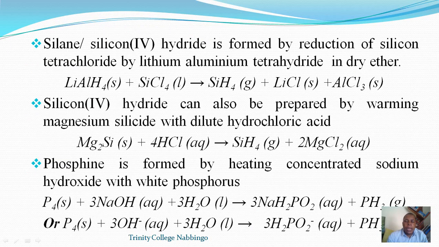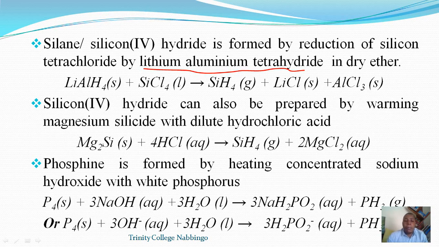To proceed, the hydride of silicon, which we call silicon 4 hydride or silane, is formed by the reduction of silicon tetrachloride using a very common reducing agent, lithium aluminium tetrahydride, still in dry ether. So in this reaction, lithium aluminium tetrahydride reacts with silicon 4 chloride to give us silane, lithium chloride and aluminium chloride as the other products. Of course, notice silicon 4 hydride is a gas.